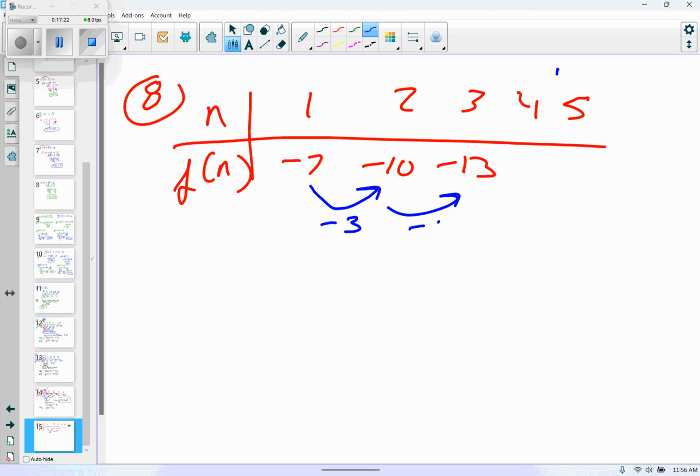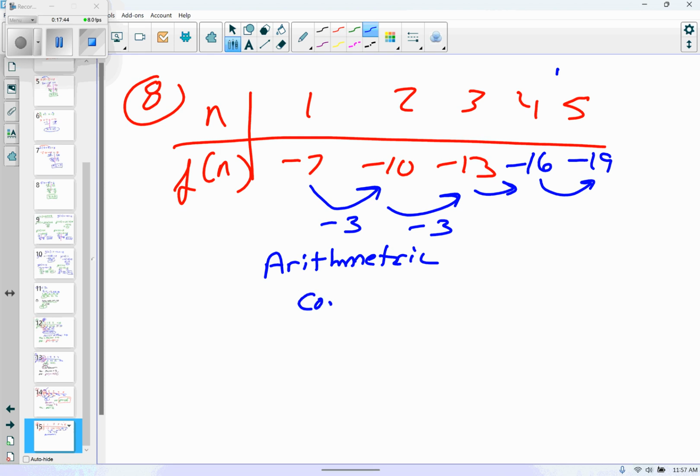Do you agree with that? So -13 minus 3 is going to give me -16. Minus 3 again, -19. So is this arithmetic or geometric? It is arithmetic because I have a common difference. I'm subtracting. If I add or subtract to get to the next term, it has to be arithmetic. So this has something called a common ratio, or common difference, excuse me. And the common difference is -3, so fill that in your blanks.